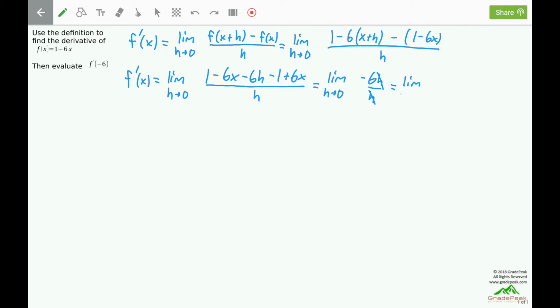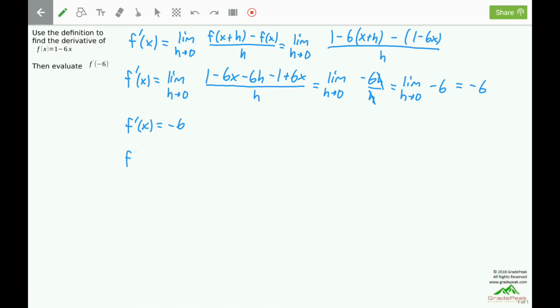Once we've canceled that h in the denominator, we should no longer have the 0 over 0 indeterminate form. We plug a 0 in for any remaining h's. There are no remaining h's, so that will just be a negative 6. There's our derivative. So f prime of x is negative 6.